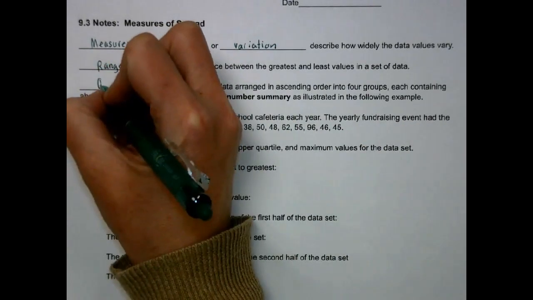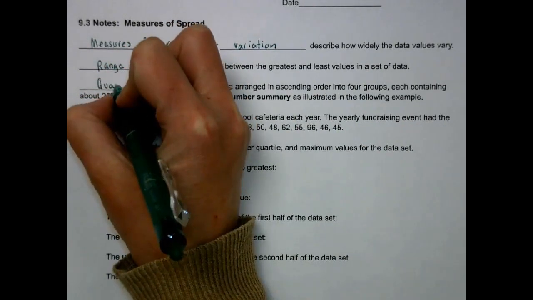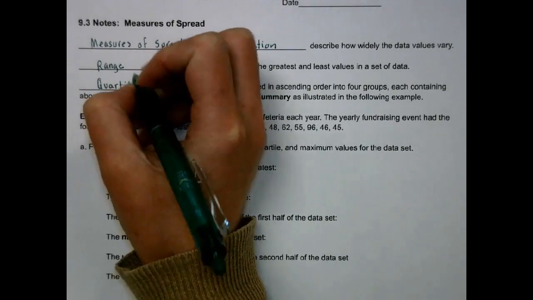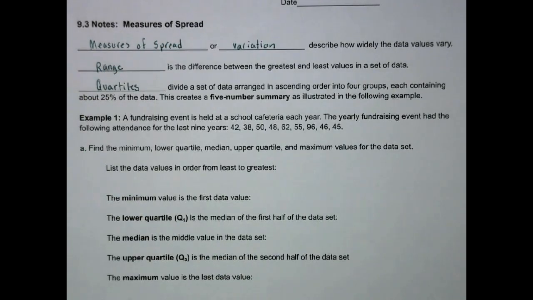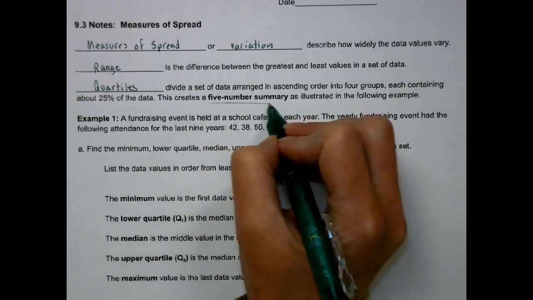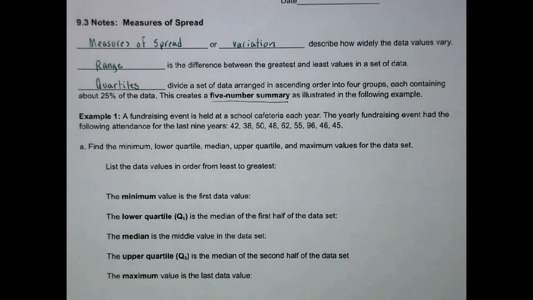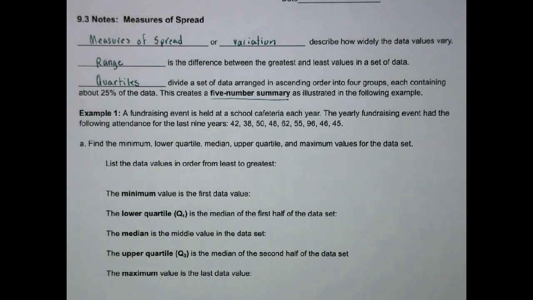And we're going to divide our data into what's called quartiles. So quartiles divide a set of data arranged in ascending order into 4 groups, each containing about 25% of the data. This creates something called a 5-number summary, which we will see in our example.